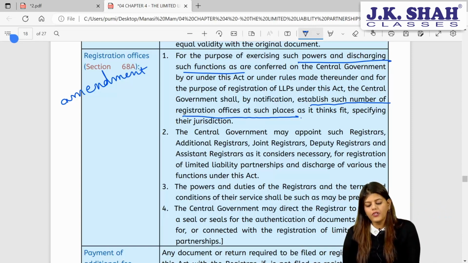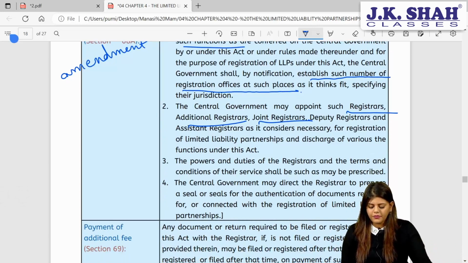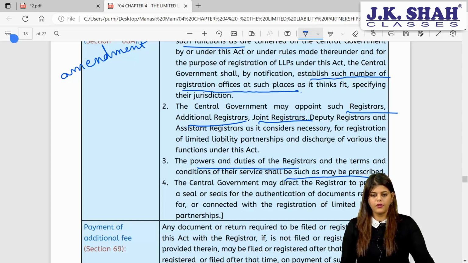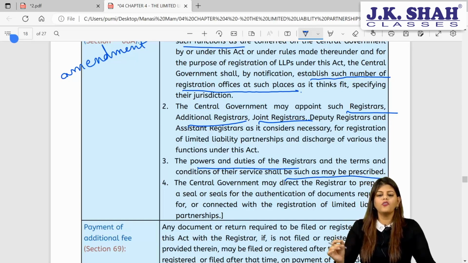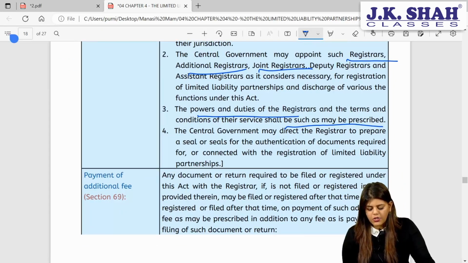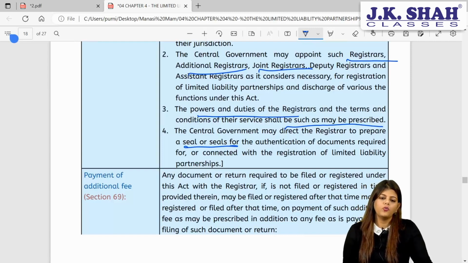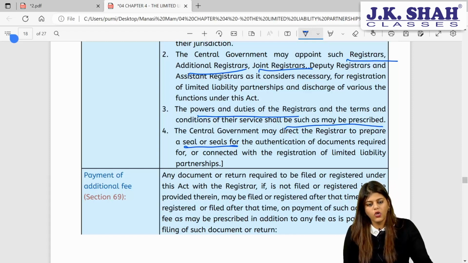Second point, in this office there will be Central Government Registrars, Additional Registrars, Joint Registrars, Deputy Registrars, like in the police you have Deputy Commissioner, Joint Commissioner, etc. Similarly here also they will have. So to keep it simple, their powers and duties, the government says we will tell, it will be prescribed. Okay. And the central government will give an order to these registration offices that you can also have your common seal which you can put on any document of the LLP. So they are going to direct the ROC to prepare a seal or seals for authentication of documents. They only said that we will set up registration offices and who will be in them, they will tell, when we don't know, but they will tell.